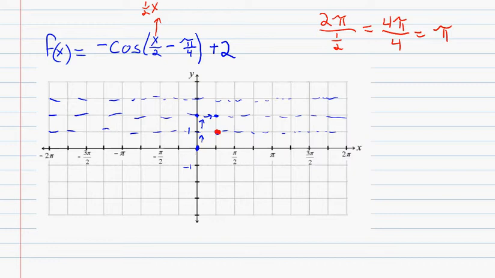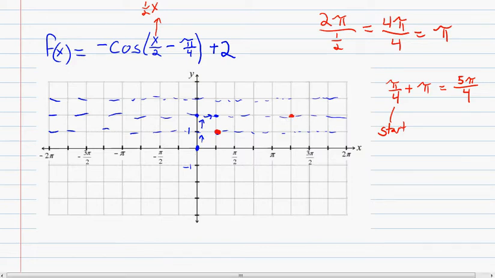So I'm starting at pi over 4. That's my start. And then I'm going to have to add pi. So pi plus pi over 4 will equal 5 pi over 4. So my next point of interest is going to be 5 pi over 4. It's right here. And with cosine, that first quarter, we hit our middle point. And then we have to go from that point, 5 pi over 4. So this one right here goes here.